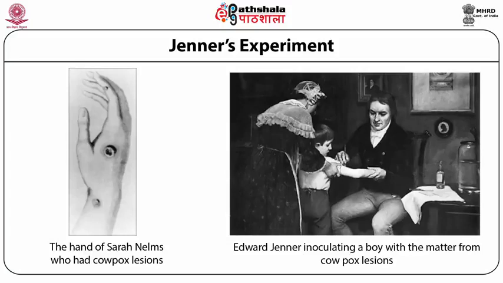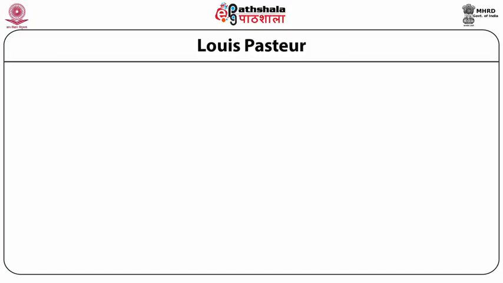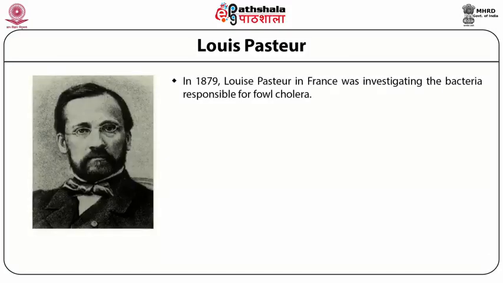In July 1796, Jenner inoculated the boy again, this time with matter from a fresh smallpox lesion. No disease developed, and Jenner concluded that the protection was complete. Much later, in 1879, Louis Pasteur in France was investigating the bacteria responsible for fowl cholera.